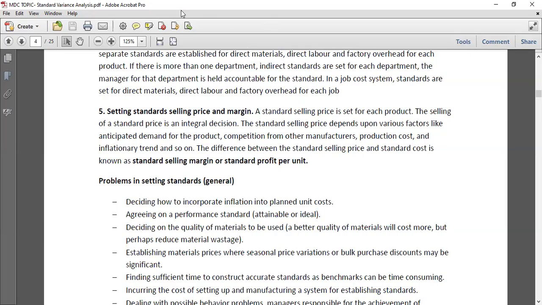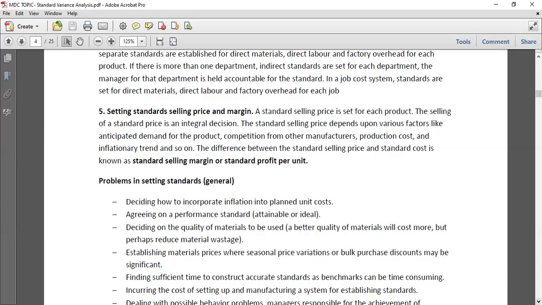At the end of the day, management wants to measure itself against those standards. So it's not that it wants to transfer these standards into the actual production. It just wants to set a standard and say, this is my standard, so I can measure myself at the end of the day, okay?